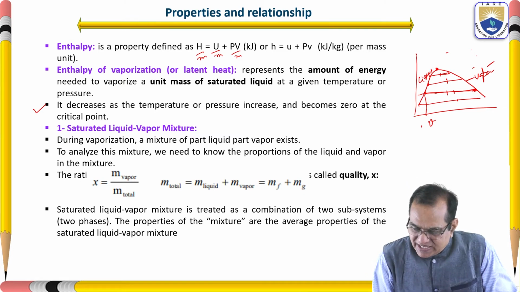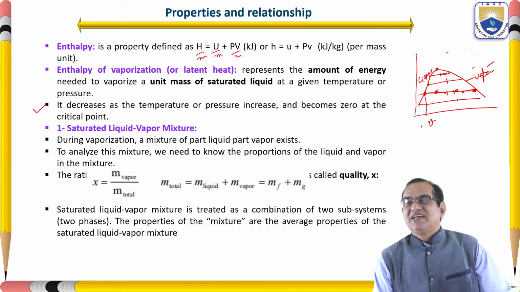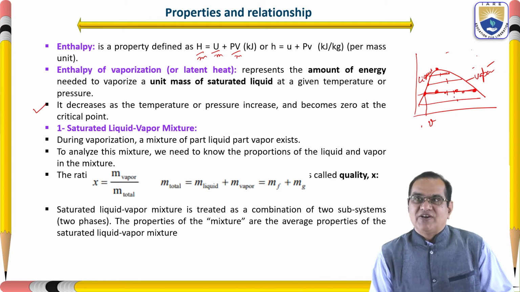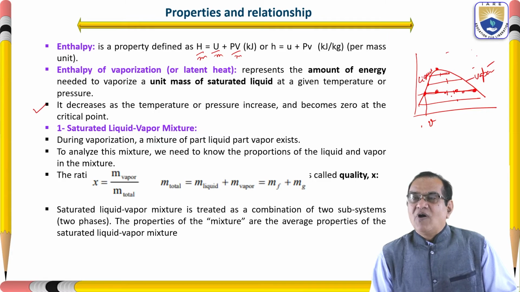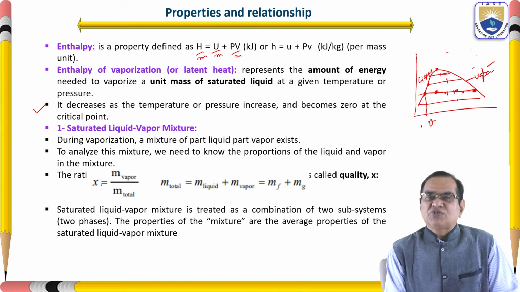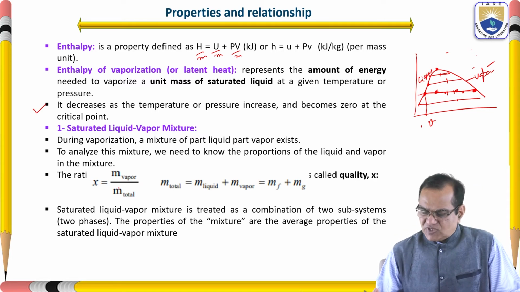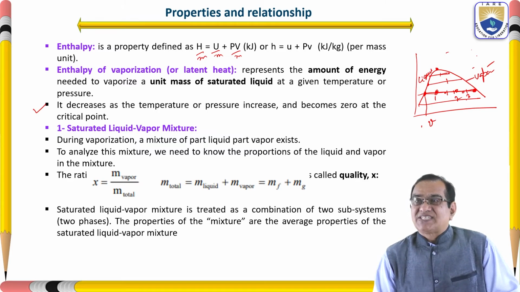So if you see here, here is the pure liquid, here is the pure vapor. If we are between here, how much is the vapor and how much is the liquid? That we have to find out, and that is called the quality of the steam or quality of the vapor. This quality X is defined as the ratio of the mass of the vapor and total mass. At 1, 2, 3, you have different quality X.